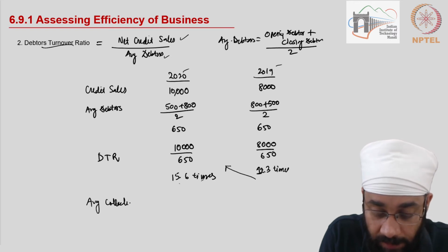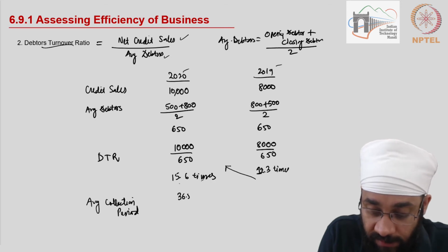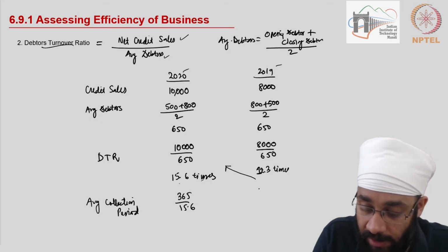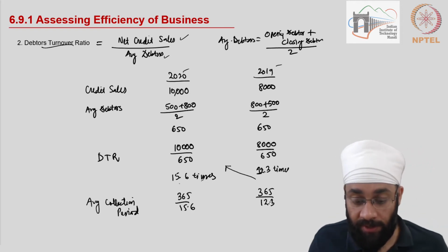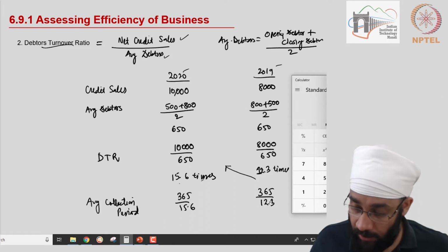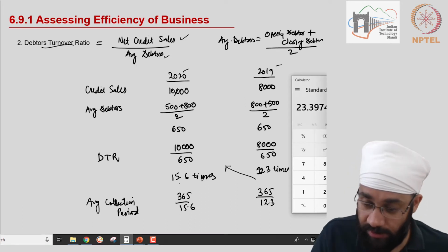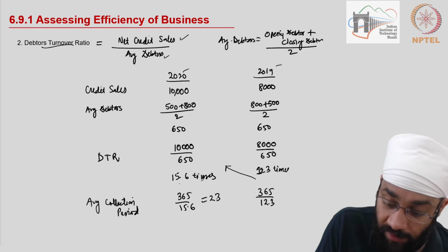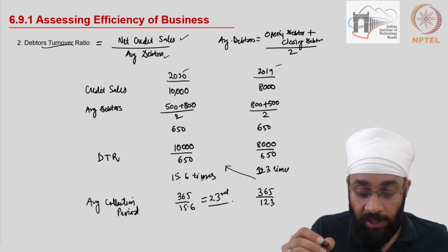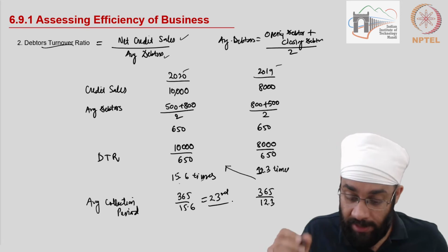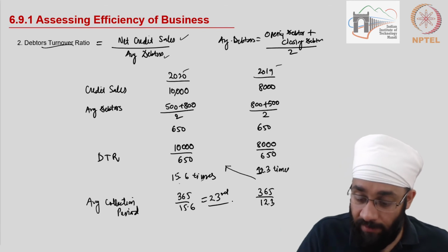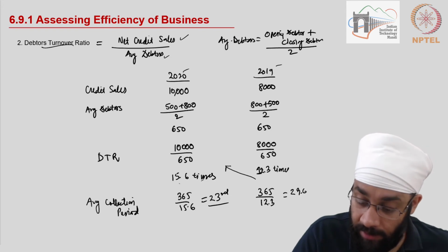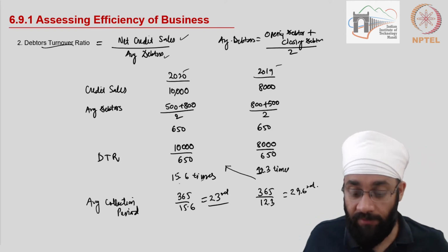The other follow-up of this, another step in this ratio, is to figure out the average collection period. The average collection period in this year is 365 divided by 15.6. In the previous year, it was 365 divided by 12.3. This is 23, so every 23rd day, you collect from your debtors. And for the previous year, this is 29. Every 29th day, you are collecting from your customers.